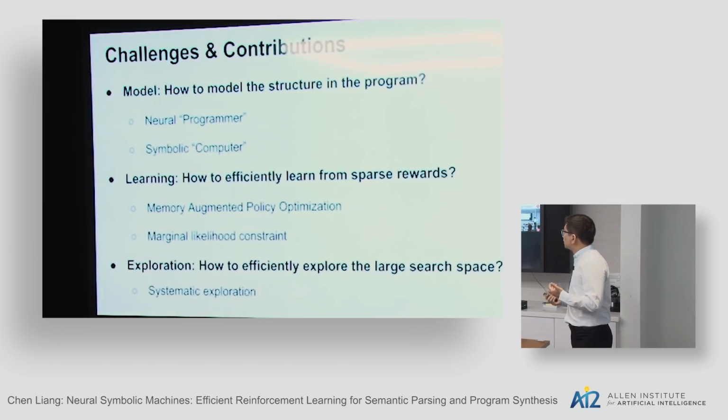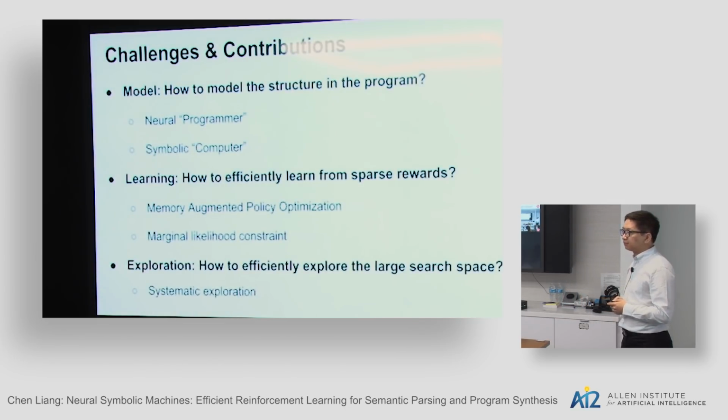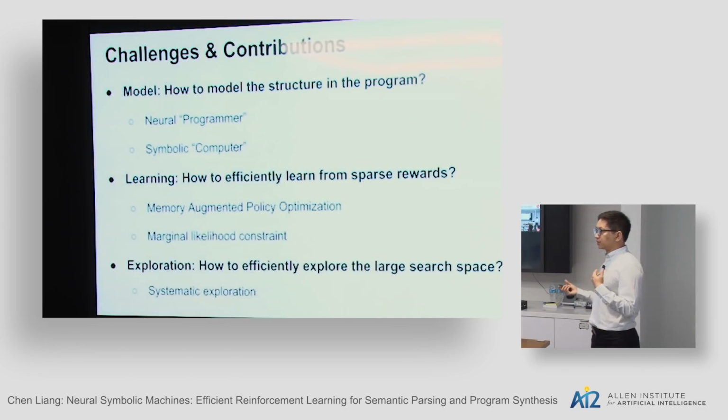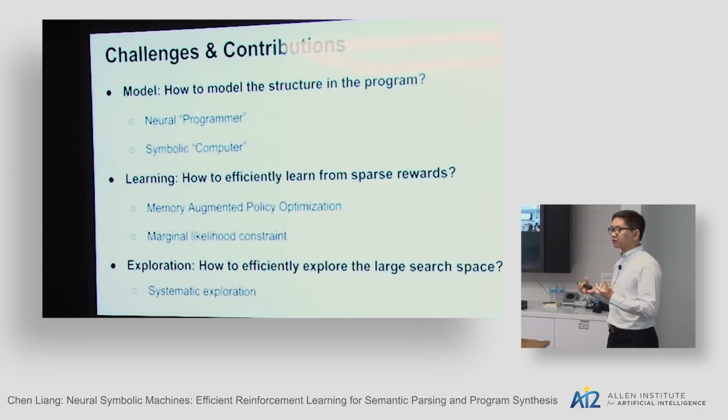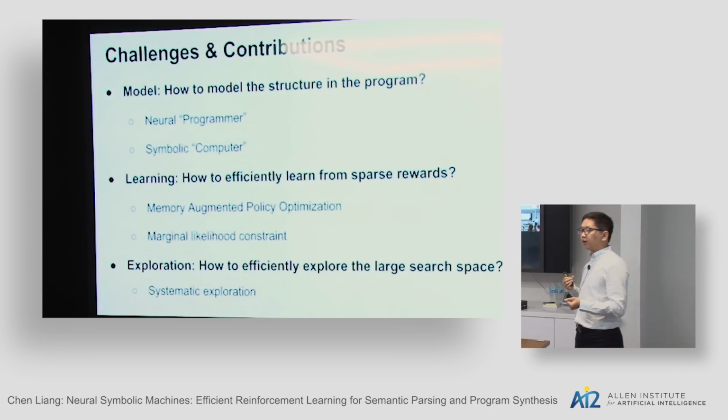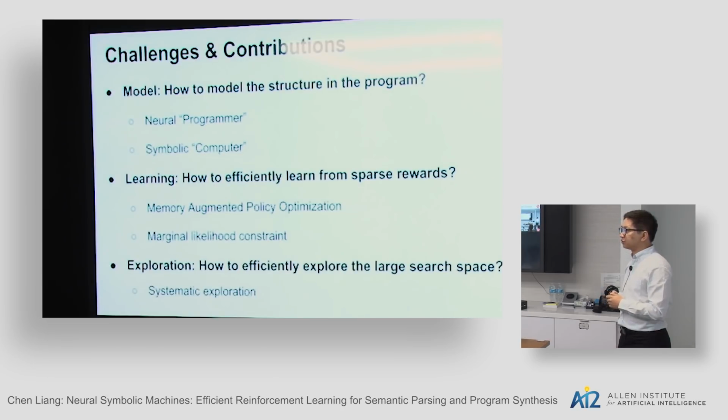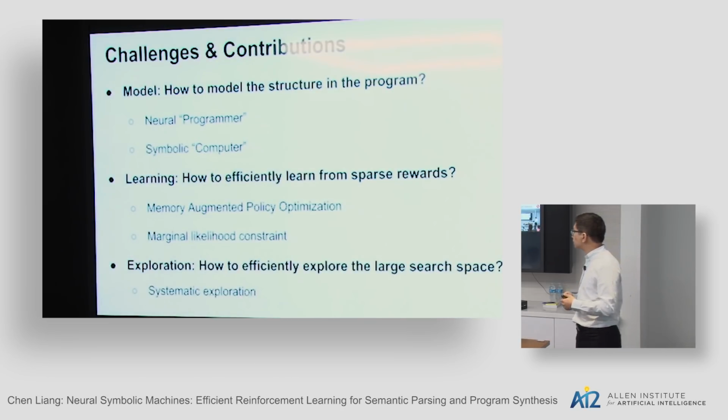So the main challenges we need to address are, first, how do you model the structure in a program? Because a program is not just a list of tokens. And also, how do you learn efficiently from this sparse reward? Because we know that RL is pretty hard in environments with sparse rewards, for example, like Montezuma's Revenge. And also, how do you efficiently explore the large search space for even finding a good reward?